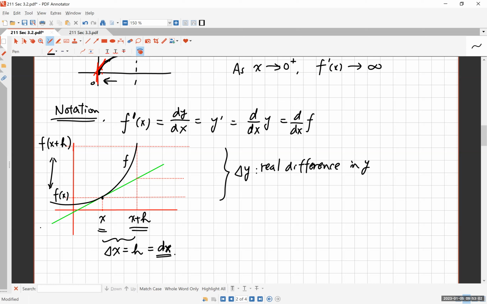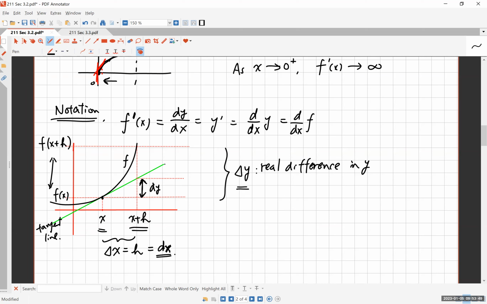And this is the slope, or this is the tangent line. And the tangent line, if h is really, really small, is going to be really, really close to f. Now, this picture doesn't show that. In this picture, the real difference is way up here. If you follow the tangent line, it's this height difference, which is very different from delta y. But the idea is when h is really, really small, this difference in following the tangent line is going to approximate the real difference. And this approximation is called dy.